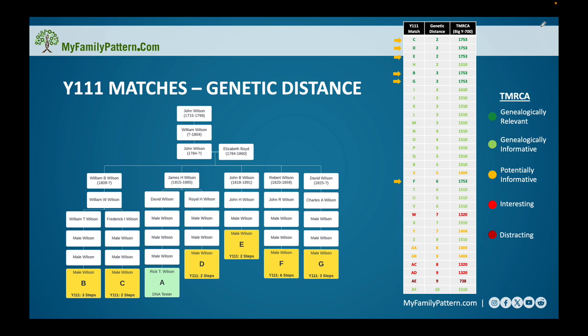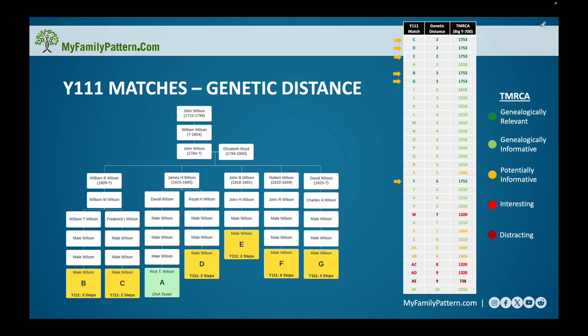Now, let's look at the extreme bottom of this table here. There are some of my Y-111 matches that, when we go up to the Big Y-700, I have a genetic distance of 8 or 9 or 10 on the Y-111, but with the Big Y, it suggests that we are related back in the 1300s or even earlier there.